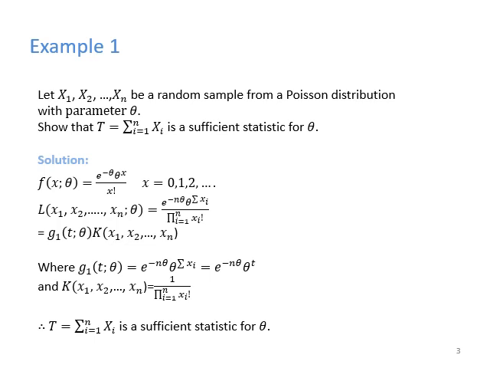One of them is g1(t, theta), which is equal in this particular example to e to the power negative n theta, theta power t, which is a function in t and theta, and the other term is k. It's a function in x1, x2 till xn. In this particular example, it is equal to 1 over the product of xi factorial from i equal 1 to n, and obviously this does not depend on theta. Therefore we can say that t equals summation xi is a sufficient statistic for theta.